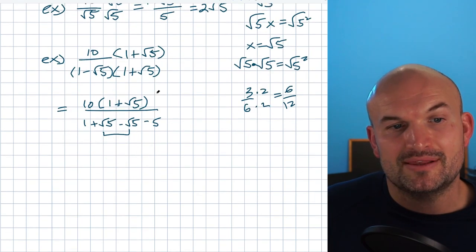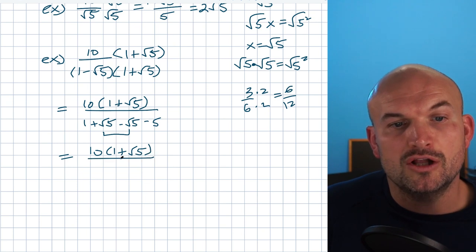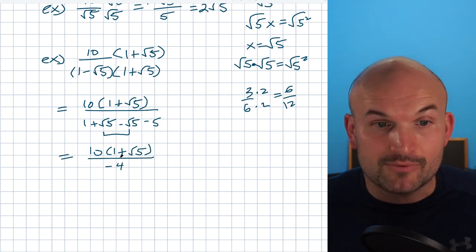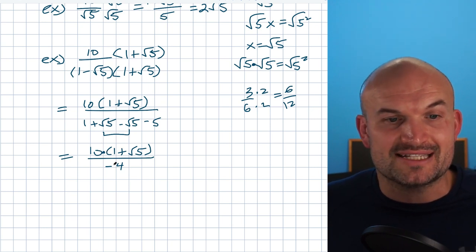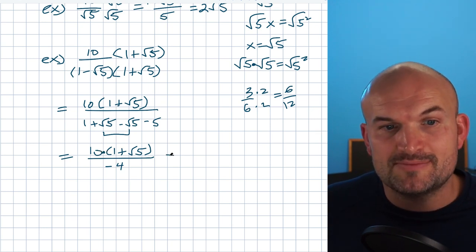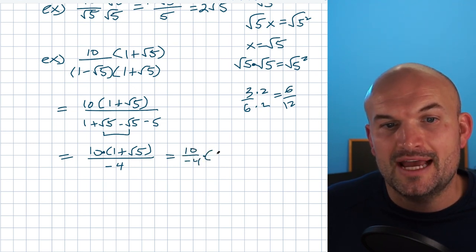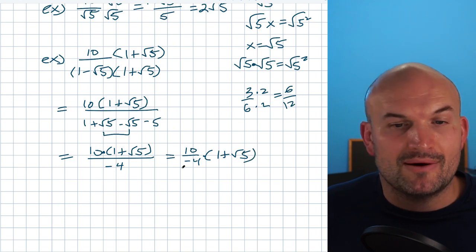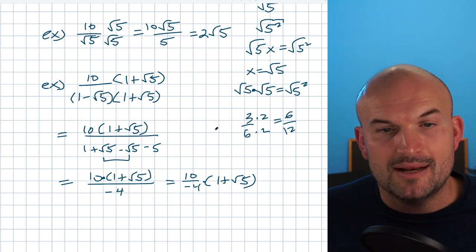So what that's going to leave me with here is a 10 times 1 plus the square root of 5, all over now a negative 4, which again, I can reduce. And again, since this is separated by multiplication, I can divide this negative 4 with the 10. It's basically just like rewriting it like this times a 1 plus the square root of 5. Now, again, negative 4 does not evenly divide into 10 like we did up here, but we can reduce this.